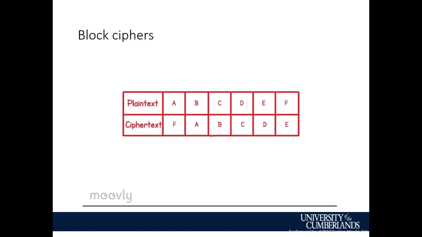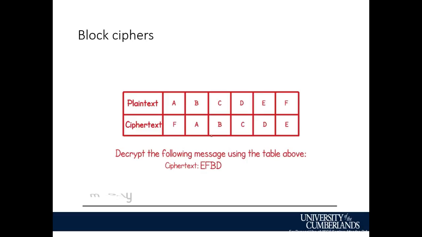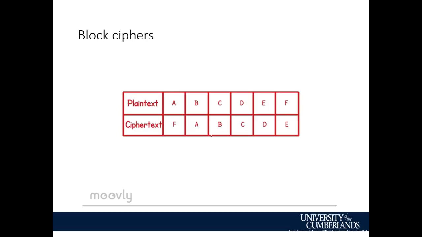To illustrate how block ciphers work, let's consider a game commonly found on the back of cereal boxes. It reads, "Decrypt the following message using the table above." In this example, we're going to call this message the ciphertext. The game is asking us to translate it to plaintext. To solve this puzzle, we would simply look at the letters in the ciphertext row of this table and see what plaintext they correspond to. In this case, they would spell the word face. Now, can you spot the difference between the plaintext and the ciphertext in this example?